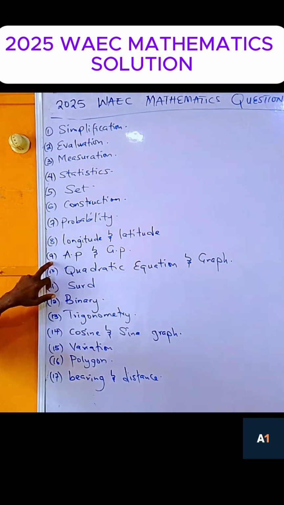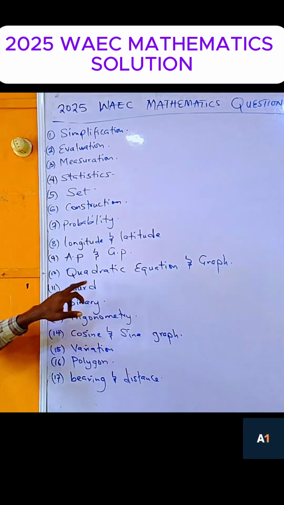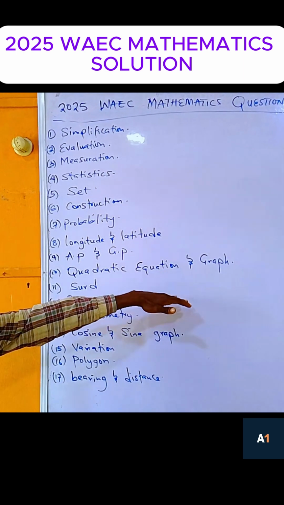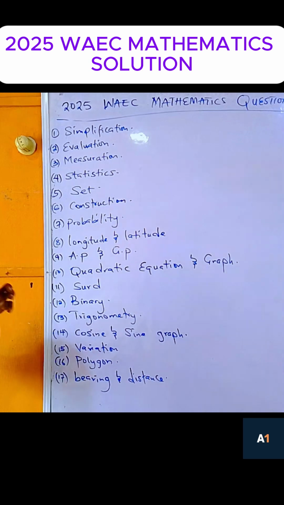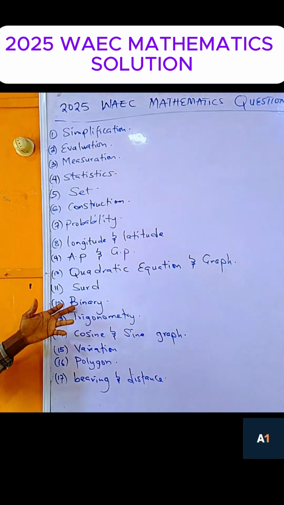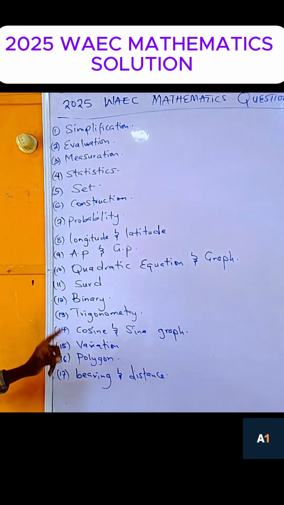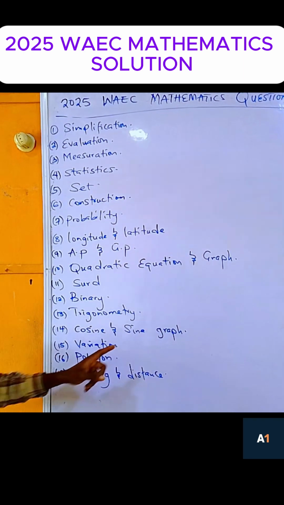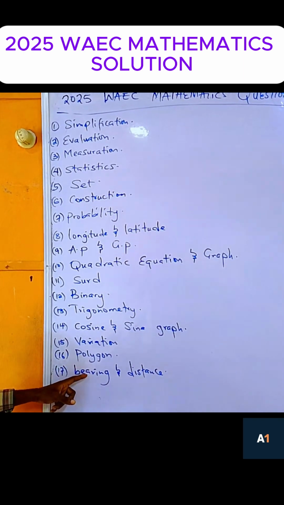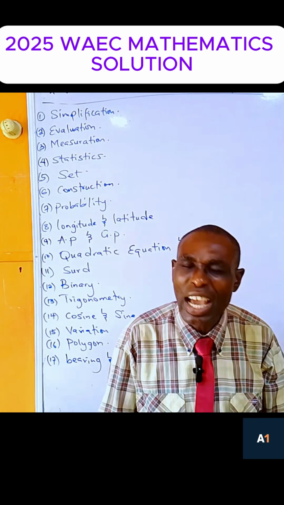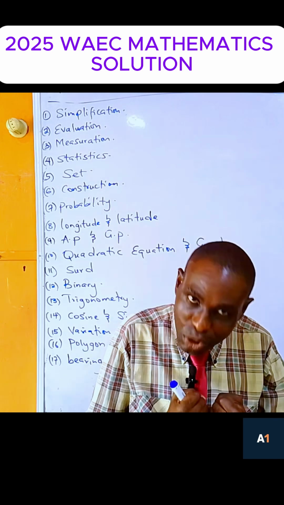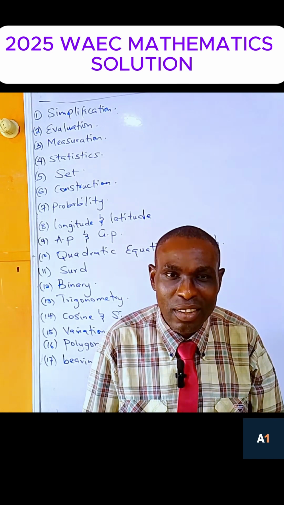Then number 9, we have AP and GP, the quadratic equation and graph. Then surd, then bearing. Binary is in position 12. Then trigonometry, then cosine and sine graph, variation, polygon, and bearing and distance. So these are outstanding topics that you need to go and research on before that day.